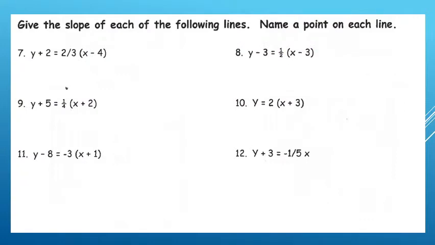For the next series of questions, we're being asked to give the slope of each of the following lines and name a point. So again, you're going to notice that these equations are in point slope form, just about. Some of them need to be adjusted just a little bit. So again, point slope form is y equals y1 plus b times x minus x1. So when we look at each formula, we want to make sure that it's in that form.